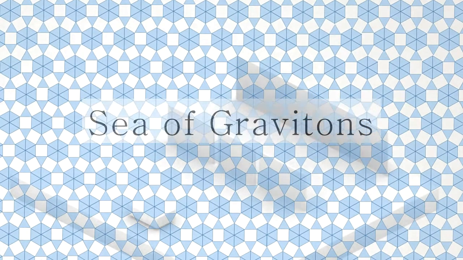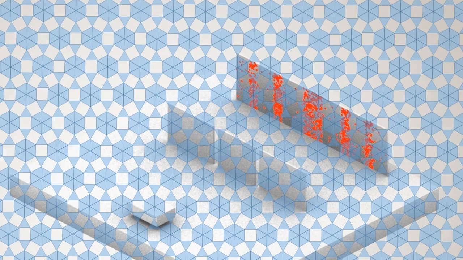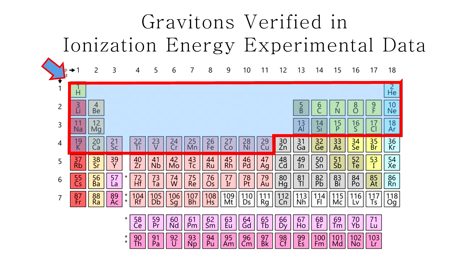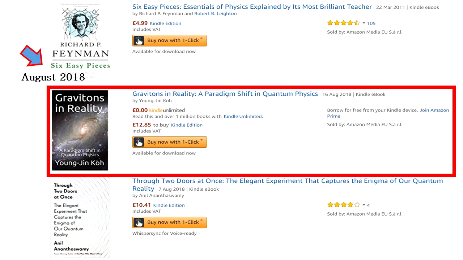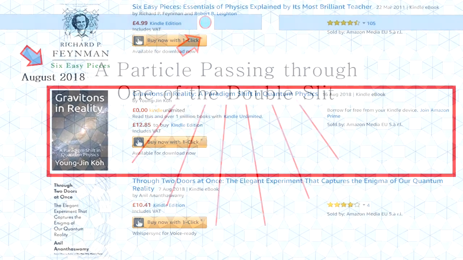Everything is in the sea of gravitons, and these gravitons create waves. Waves are the propagation of gravitational fields. They are not particles as wave-particle duality says. Gravitons have recently been verified experimentally. Graviton theory could be the string theory in reality.